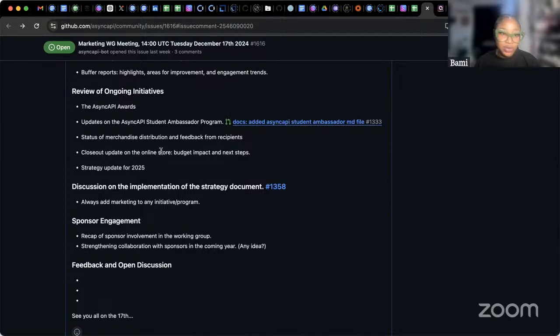I think that's all. We've talked about merchandise as well, the merchandise distribution alongside this close of the store.